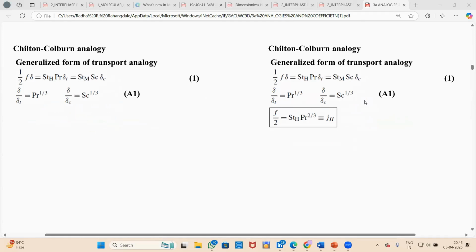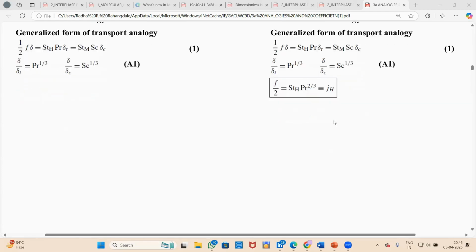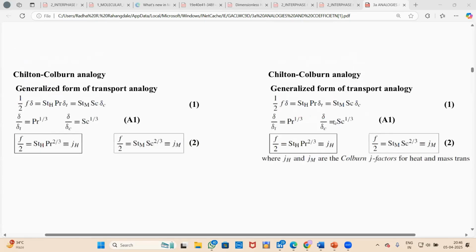So where do we get this from? We have this general transport analogy, then δ by δ_T we can write as Prandtl number to the power 1/3. Then we substitute this value in the transport analogy and we get f/2 = Stanton number for heat transfer × Prandtl number to the power 2/3, which is equivalent to J_H.